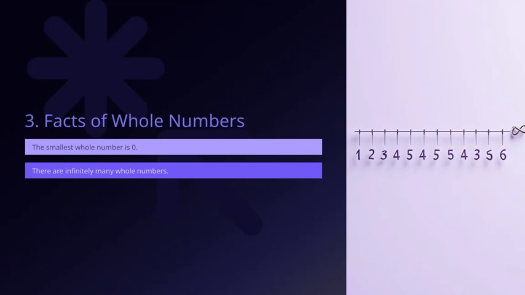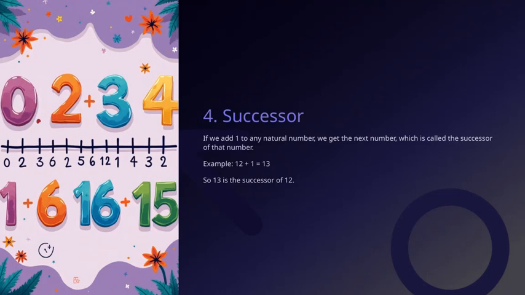Let's talk about some facts of whole numbers. First, the smallest whole number is 0. This is a key point because it sets the foundation for understanding how whole numbers start. Next, it's important to realize that there are infinitely many whole numbers. No matter how high you count, there's always another whole number just beyond it. This concept of infinity is quite fascinating and really highlights the endless nature of whole numbers. These facts connect to the overall theme of understanding the basics of numbers and how they form the building blocks of mathematics.